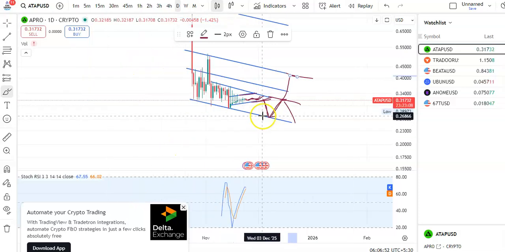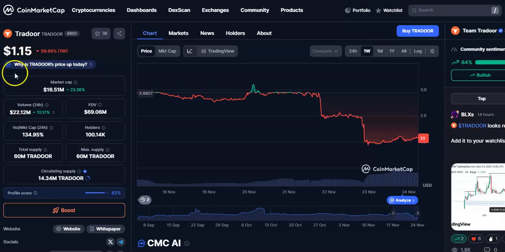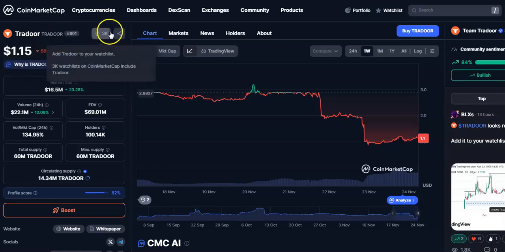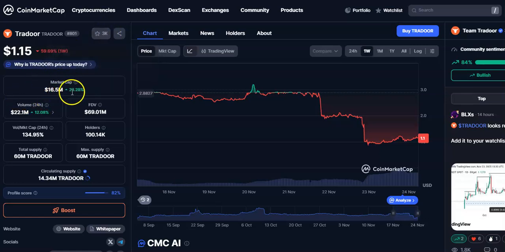Okay, so now we'll talk about another cryptocurrency, that is TRADOOR coin, and you can see the current price is $1.15. It is down by 59%. Rank is around 801 position. Around 3k users are following this cryptocurrency. Market cap is $16.5 million. It is up by 23%. Volume in 24 hours is $22.1 million. It is up by 12%.